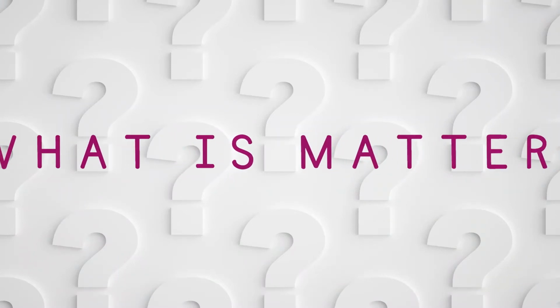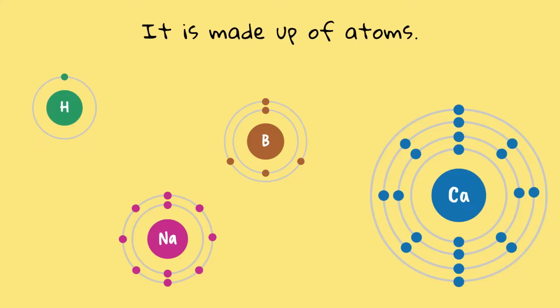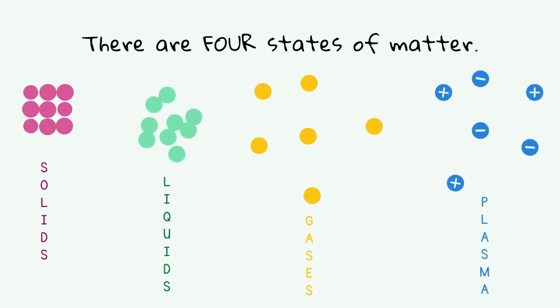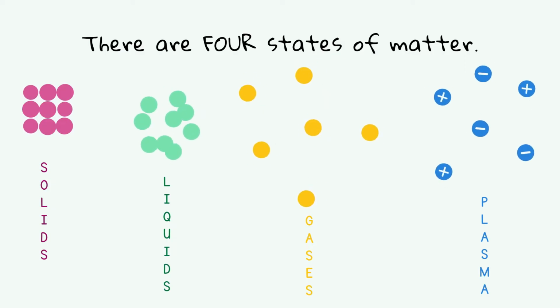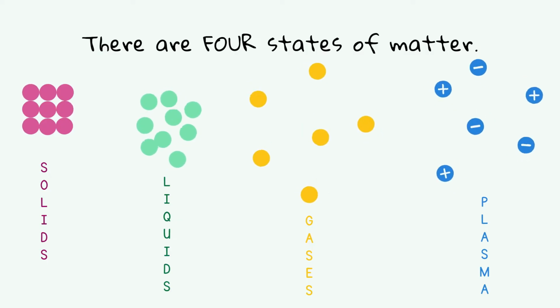What is matter? Matter is any and everything that has mass and occupies space. It is made up of atoms. There are 4 states of matter. We have solids, liquids, gases, and plasma.